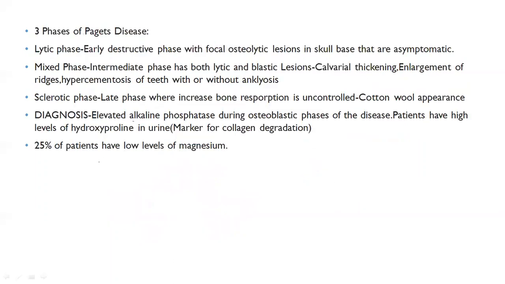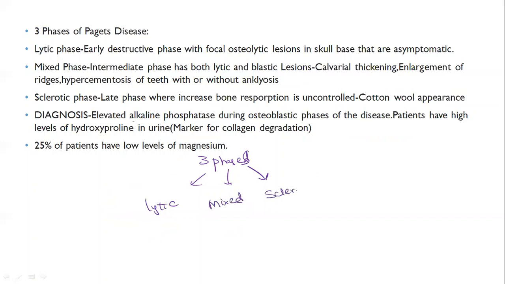Now, there are three phases: early phase, intermediate phase, and late phase. The early phase is called the lytic phase, the intermediate phase is called the mixed phase, and the late phase is called the sclerotic phase. In the early phase, focal osteolytic lesions in the skull base are present that are asymptomatic. In the mixed phase, you have both lytic and blastic lesions.